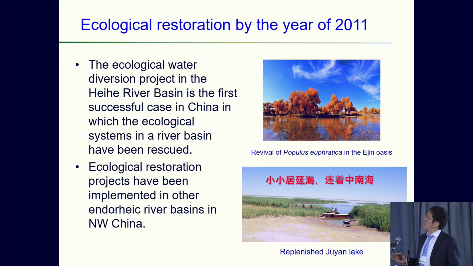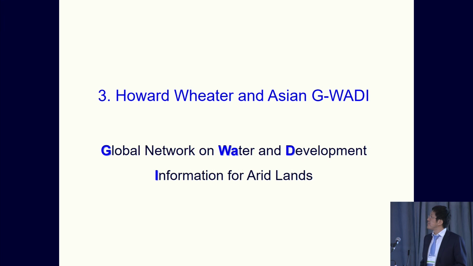And many ecological restoration policies have been implemented in this river basin. For example, the ecological water diversion project, meaning more environmental flow for these lakes, has been implemented. You can see this drying up terminal lake has actually much restored, and ecological restoration projects have also been implemented in other endorheic river basins in Northwest China.